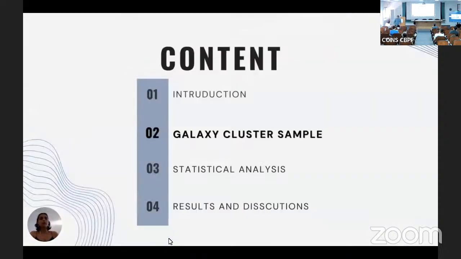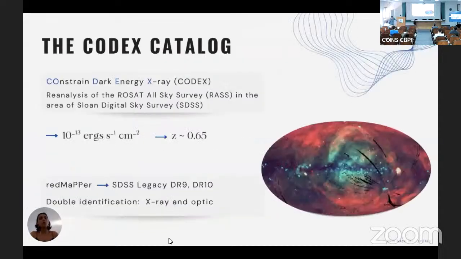So what's the cluster sample we're going to work with? Well, we work with the CODEX catalog. CODEX here stands for Constrained Dark Energy X-ray, and it's basically a reanalysis of the ROSAT All-Sky Survey in the area of the Sloan Digital Sky Survey. So we have our first detection of the source in the X-ray images from ROSAT, and then they use the redMaPPer algorithm with Sloan data, which is in optical, to make this double identification. So they are identified both in X-ray and in the optical.